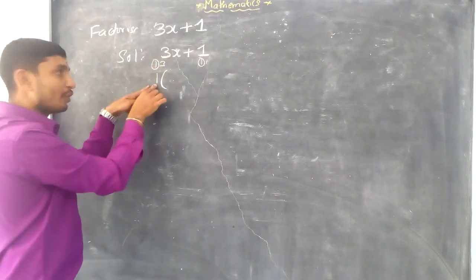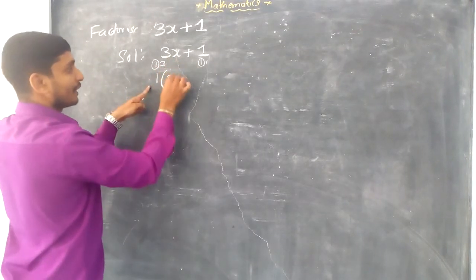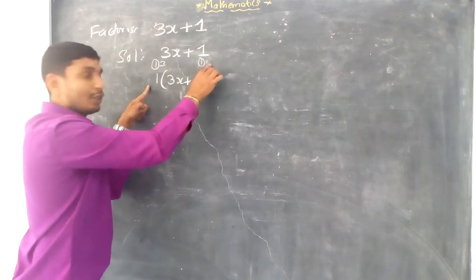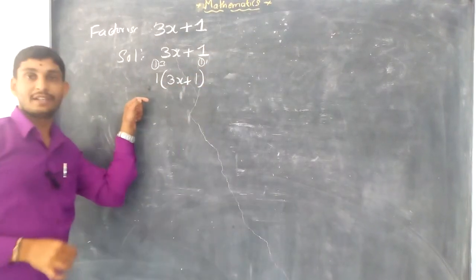1 I have taken outside. So what remains? 3 into x, that is 3x. 1 I have taken outside does not mean you write 0. 1 is 1 into 1. Good, right? That's why the factorization is 1 into 3x plus 1.